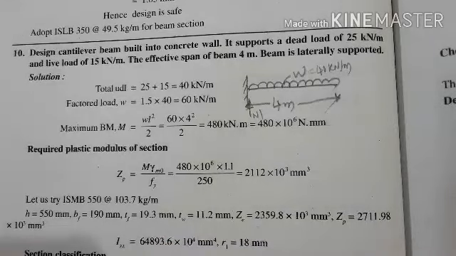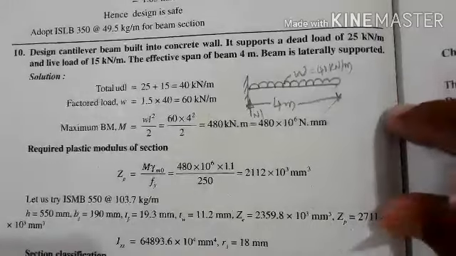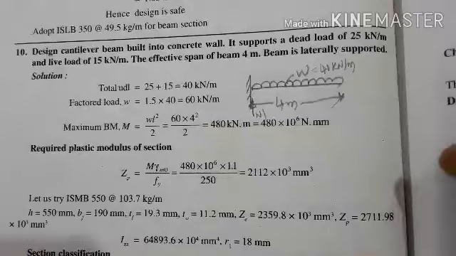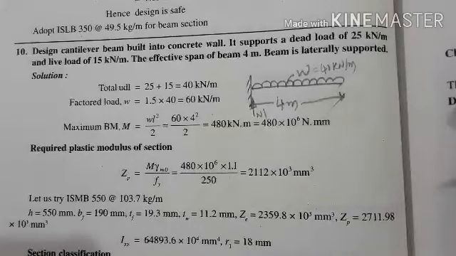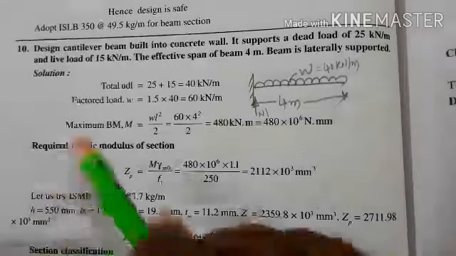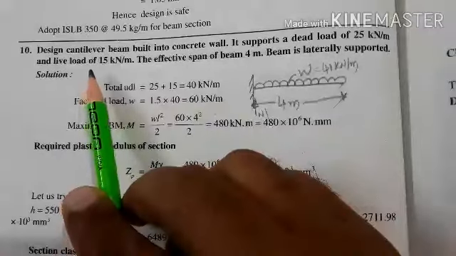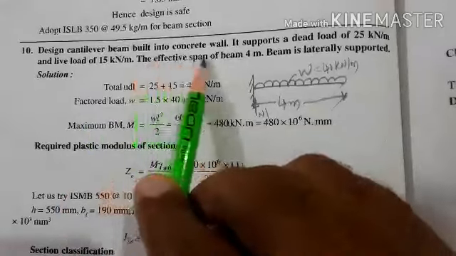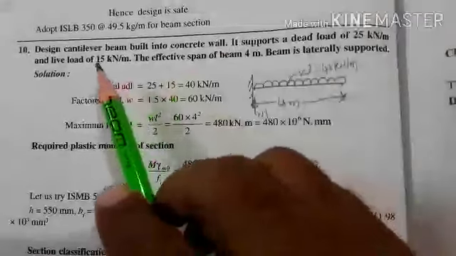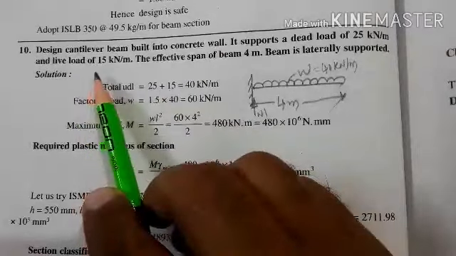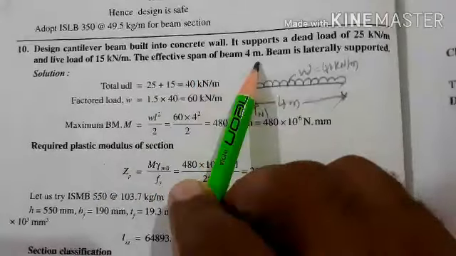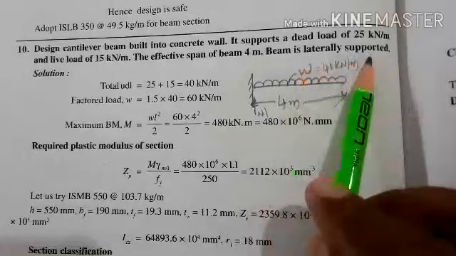In previous class we have solved some numerical problems on design of beams. In this session also we'll continue some more design problems on beams. So let us take one more problem, that is, design a cantilever beam built into a concrete wall. It supports a dead load of 25 kN per meter and live load of 15 kN per meter. The effective span of the beam is 4 meter and the beam is laterally supported.